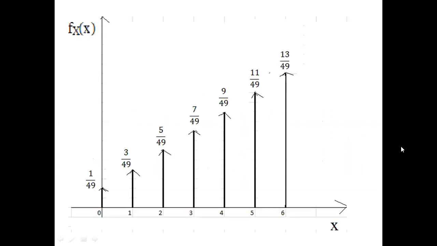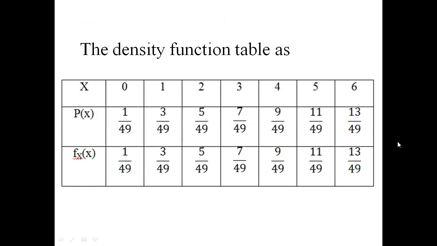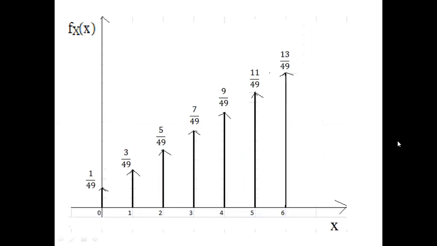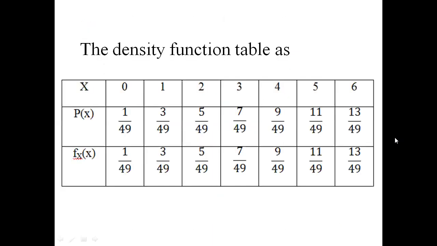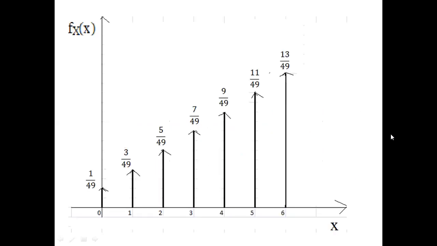So we draw the plot for this. On x-axis, we are taking the random variable events. On y-axis, we are taking the density function. At 0, we are getting 1 by 49. At 1, 3 by 49. At 2, 5 by 49. At 3, 7 by 49. At 4, 9 by 49. At 5, 11 by 49. At 6, 13 by 49. In this way, we draw the plot for density function.